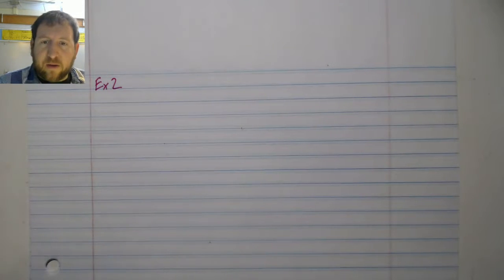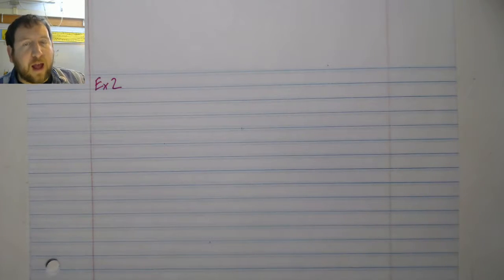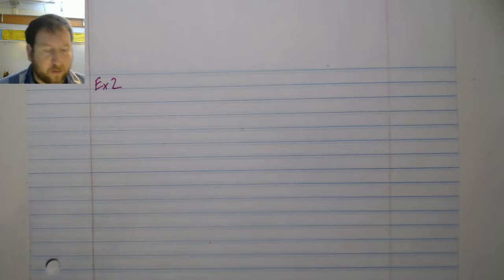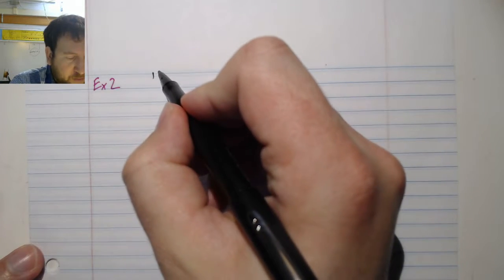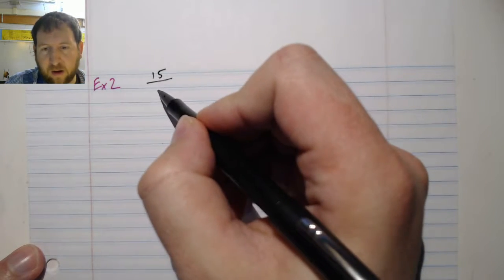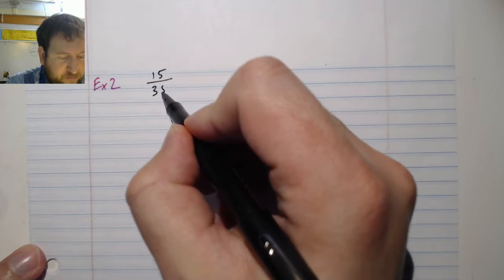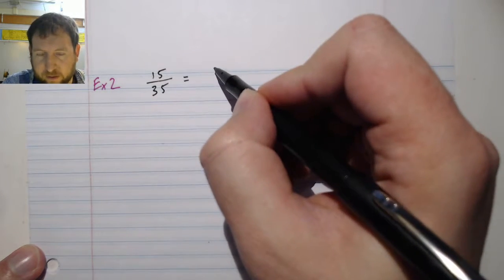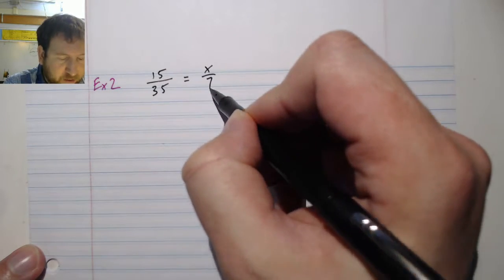All right, this one, instead of taking our flag and putting it into numbers, we're just going to start with some numbers. And we're going to be given 2 proportions, which means that they are equal. 15/35 is equal to x over 7.